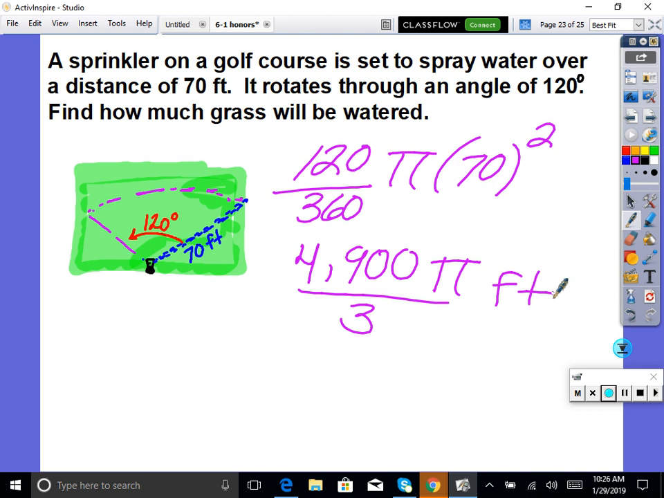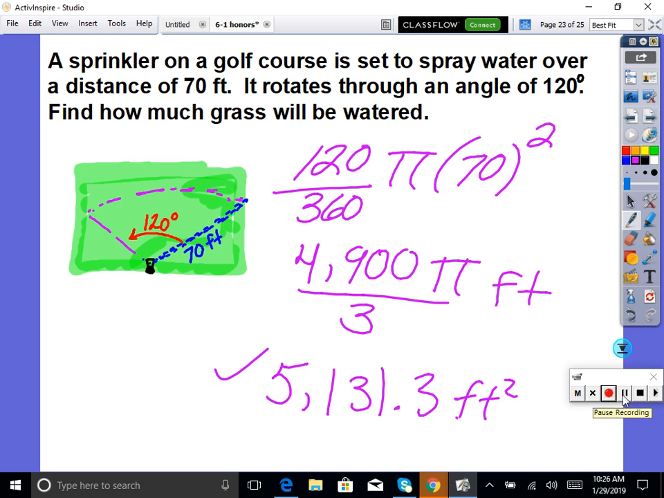But if you went to Farmer John and said, Farmer John, I've done your calculations, 4,900 pi thirds feet, he'd say, well, what does that mean? And you would say, well, I'll tell you. Okay, 5,131.3 square feet. And Farmer John says, that's more like it. Okay. All right, that's the end. So do the homework. It's on your paper.